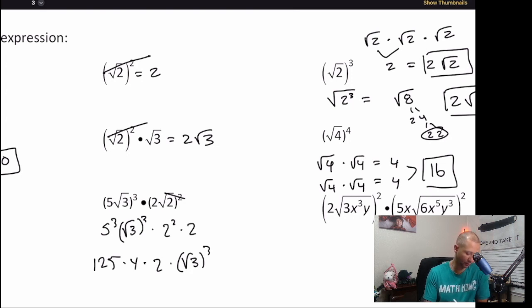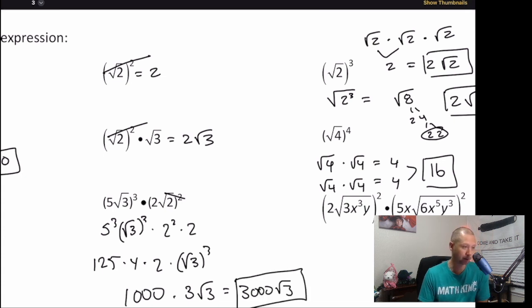Or actually, let's do it like this. 125 times 4 would be 500. 500 times 2 is 1,000. And then times root 3 cubed. That's going to be 3 root 3, which is 3,000. I know it's going kind of quick, but you can always pause it and do the calculations for yourself.